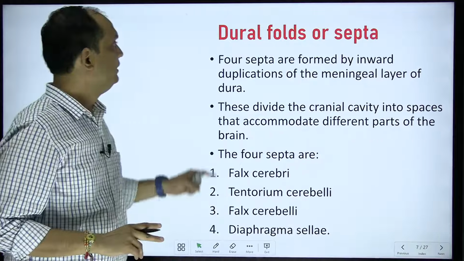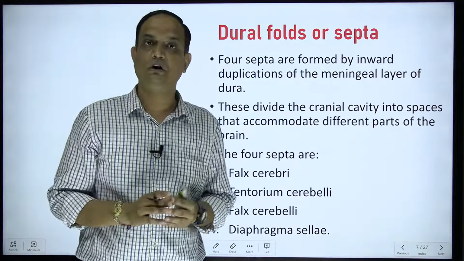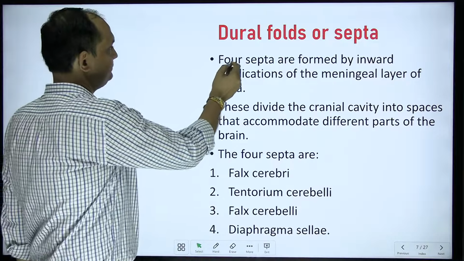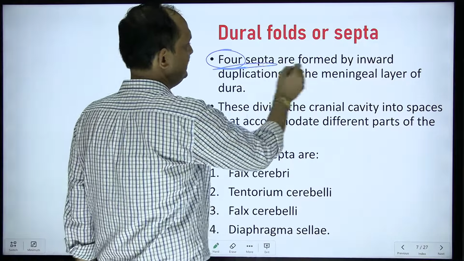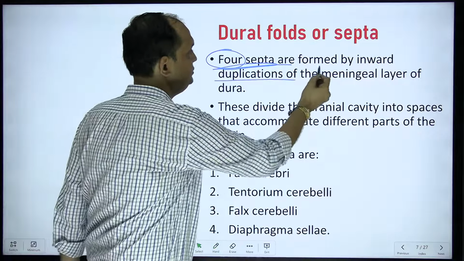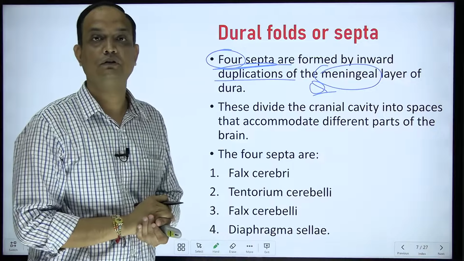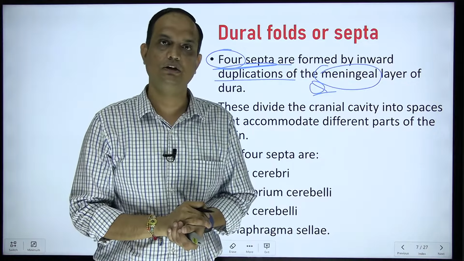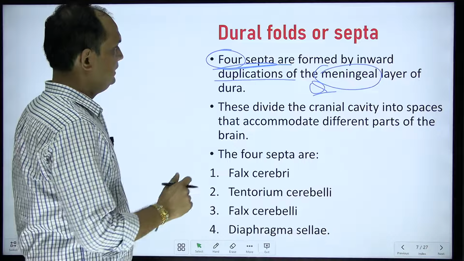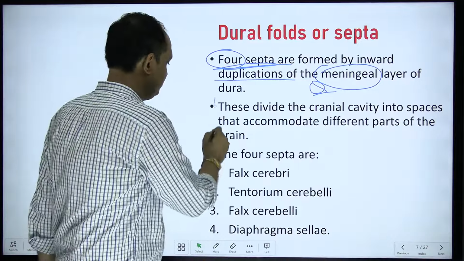So this is the short note for your exam. Sometimes you have the clinical-based long question also. So basically you have four septa which are formed by inward duplication of the meningeal dura mater. So this is the first question. These are the duplication of which layer? The answer is the meningeal layer of the dura mater. These divide the cranial cavity into spaces that accommodate different parts of the brain.